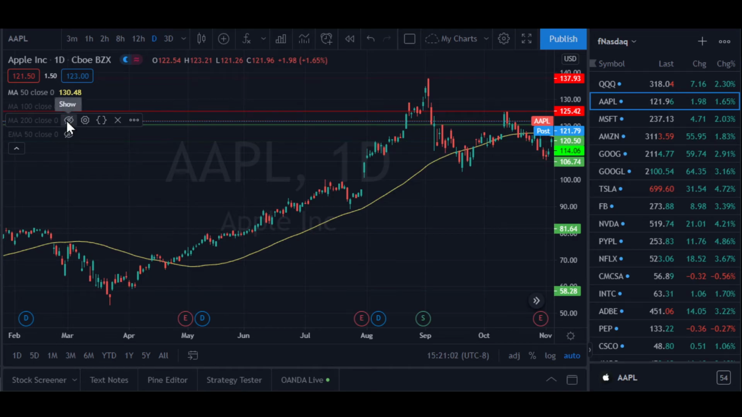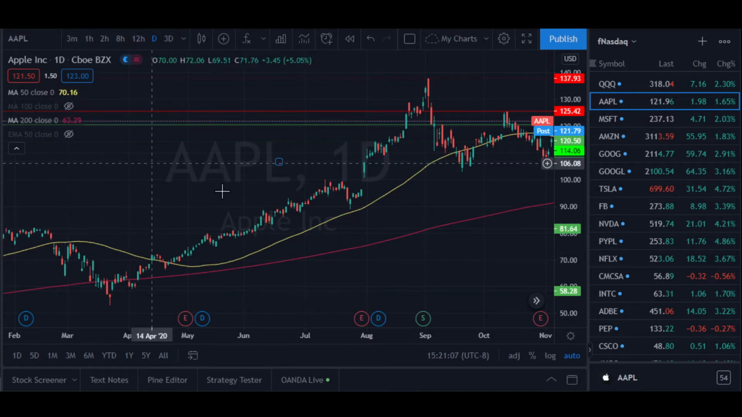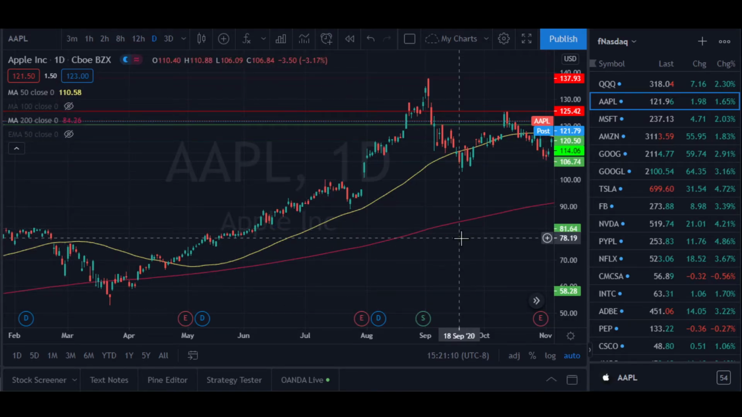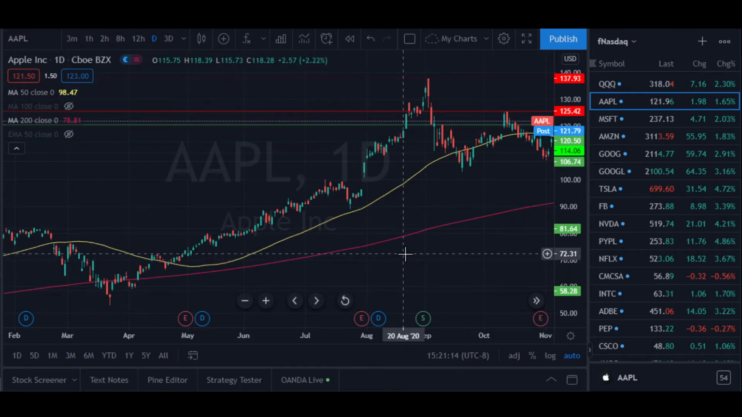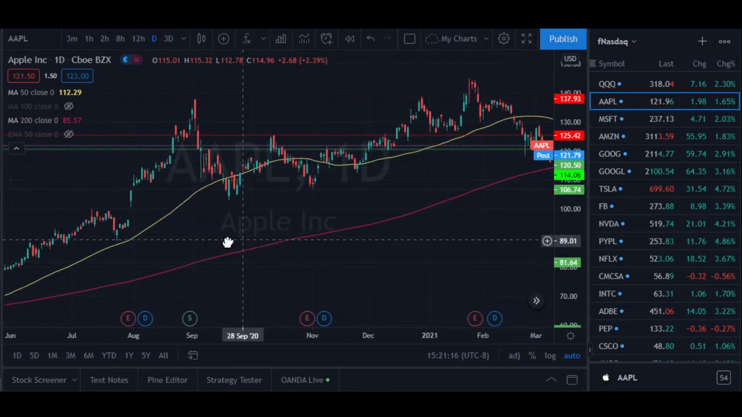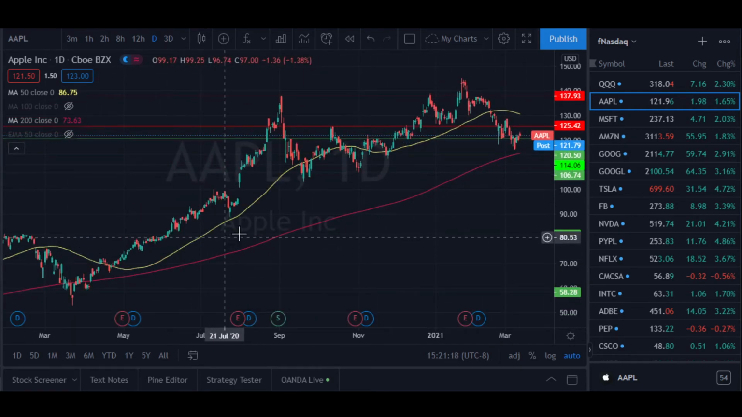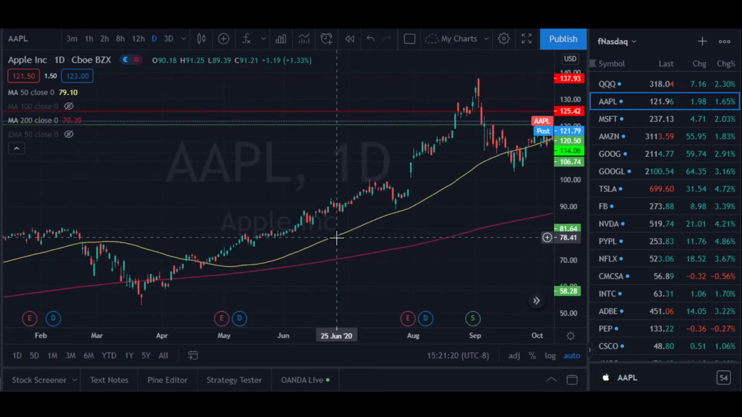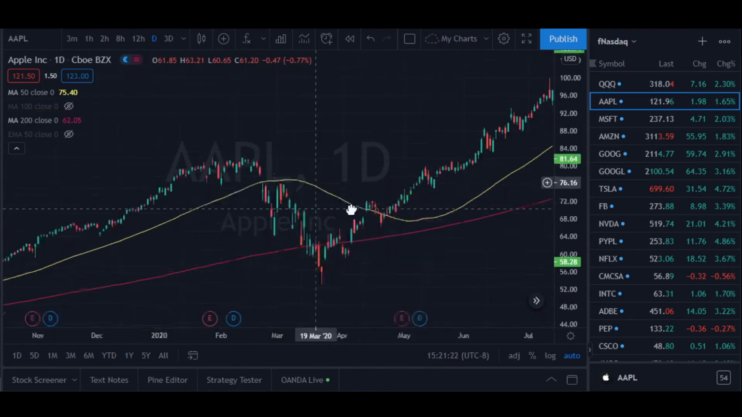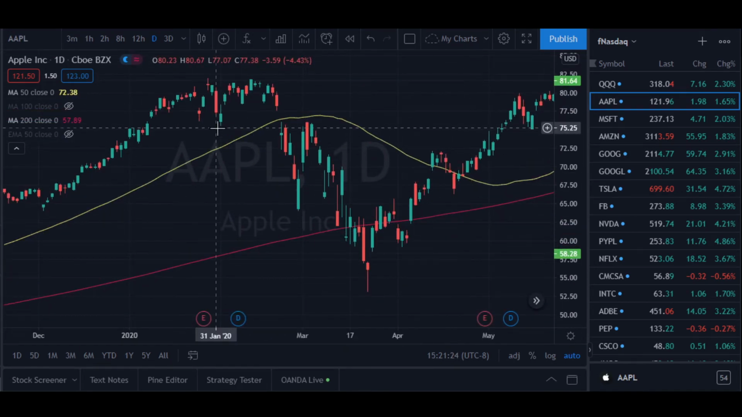Daily chart is probably the best chart to use if you're going to use moving averages. Most common ones that you should use is just a normal moving average at 50 days and a normal moving average at 200 days. Okay, so now what's really cool is that you realize, okay, so we had the March sell-off, right?